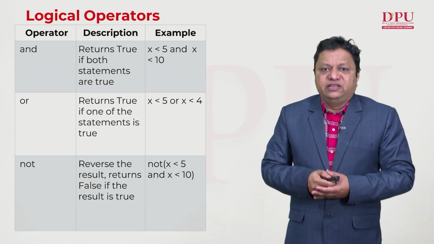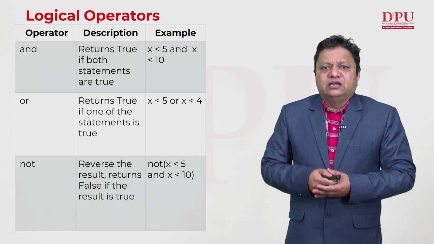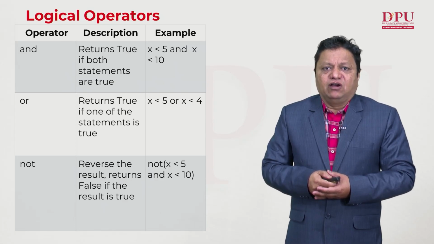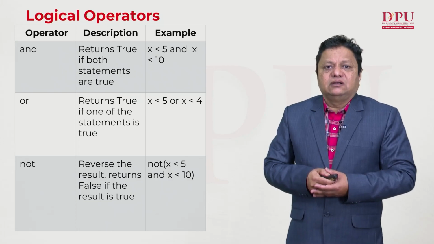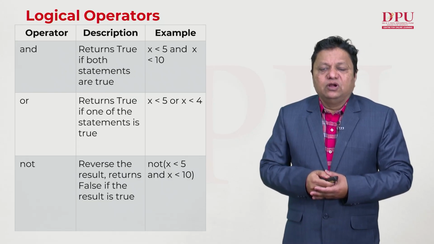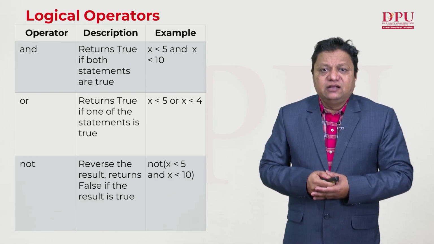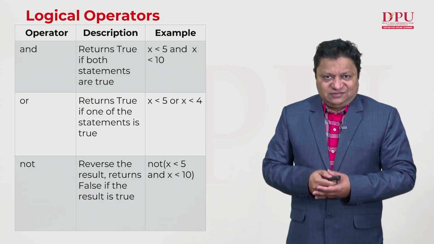So AND will return true if both conditions meet the criteria. In this case, the value of x should be less than 5 and also less than 10, and only then will this statement give you a true value. Otherwise it will give you a false value. That is how the AND logical operator works.